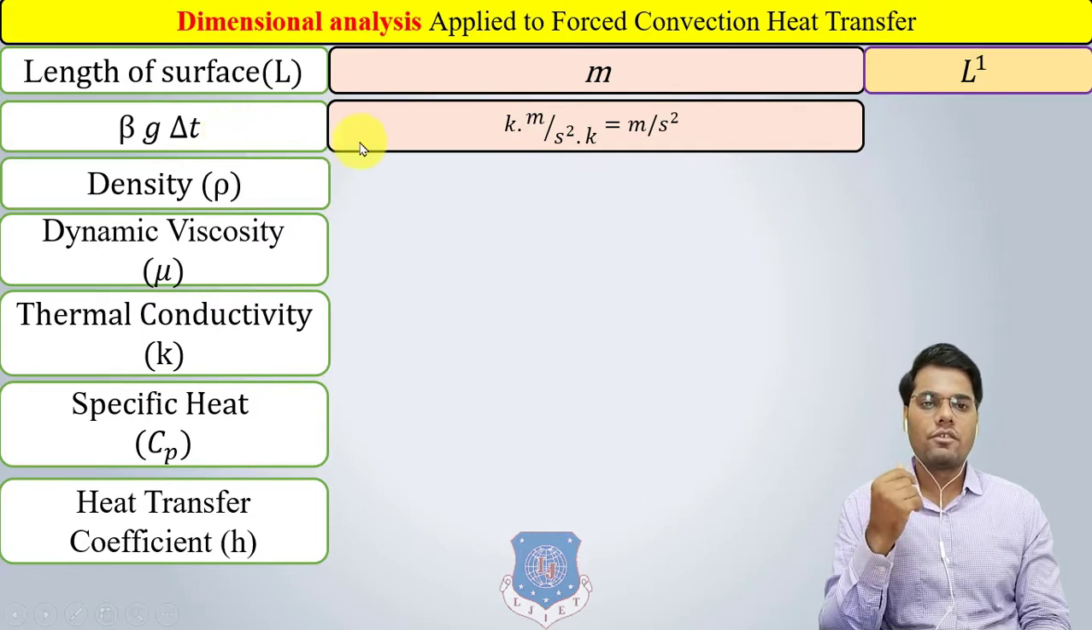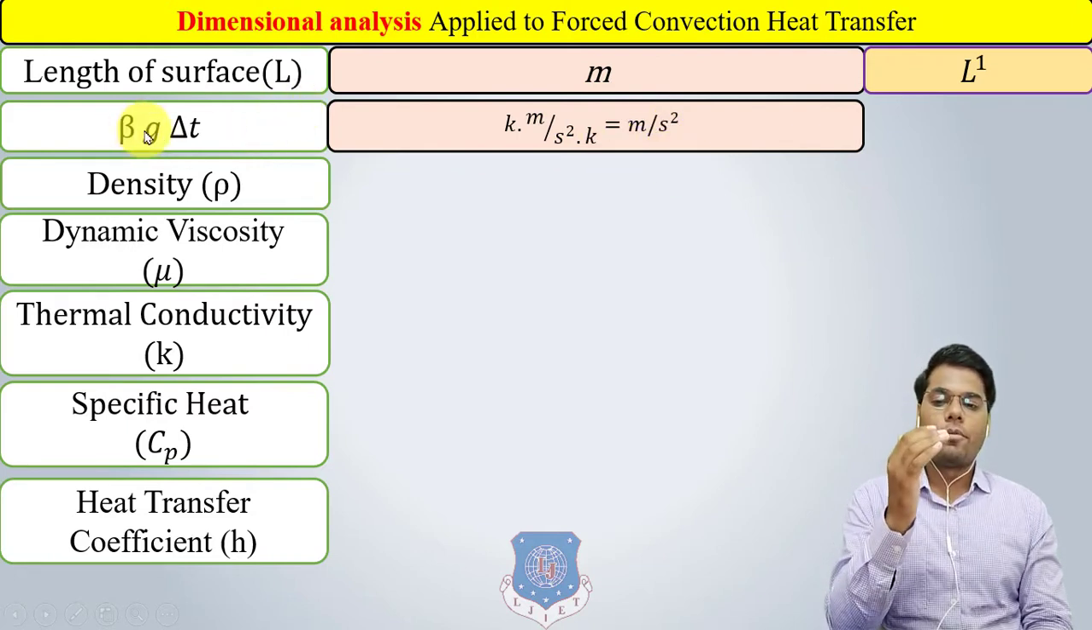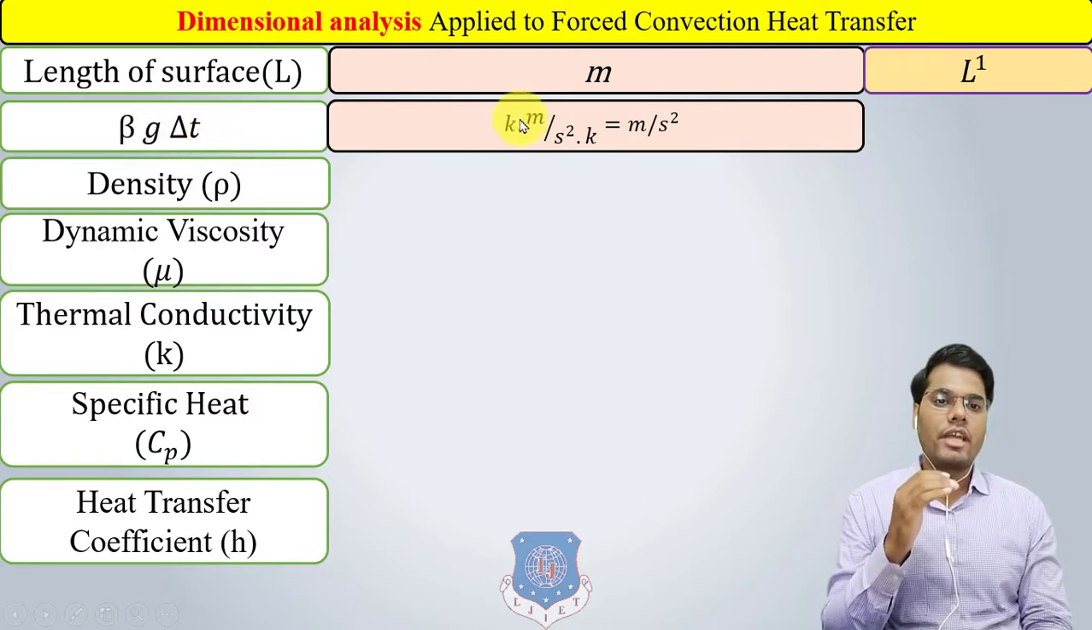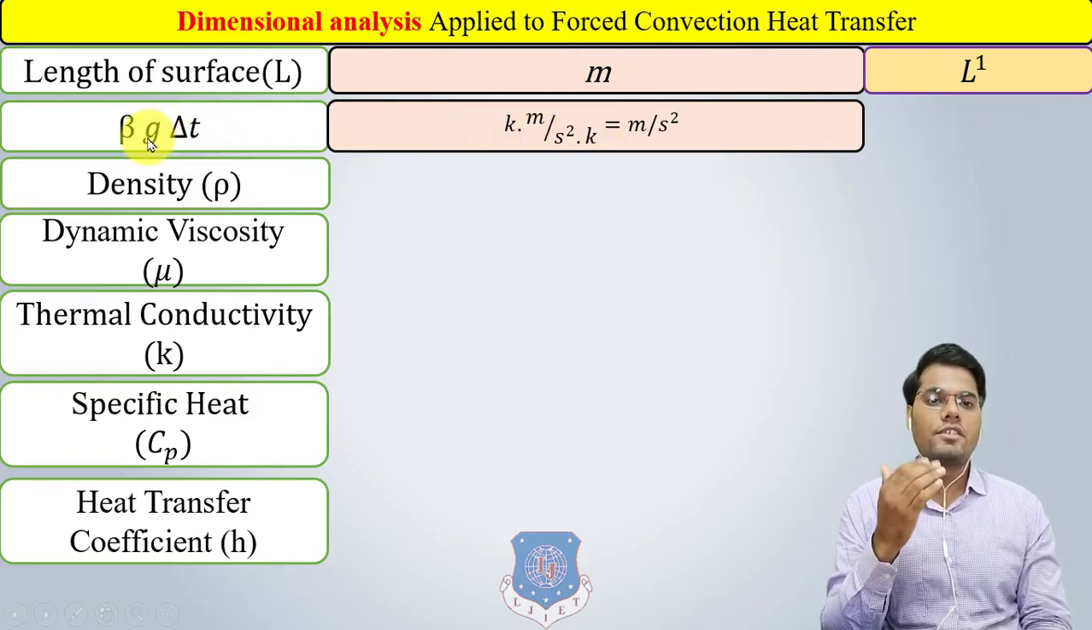G is our gravitational force, which has the unit meter per second square. And this delta T is the temperature difference, which is in Kelvin. So the unit of this beta G delta T would be meter per second square. The unit of this beta is 1 upon mean temperature, so 1 upon Kelvin is the unit of beta. Delta T is the temperature difference in Kelvin, and G is in meter per second square.